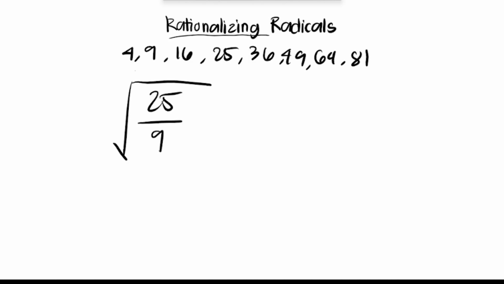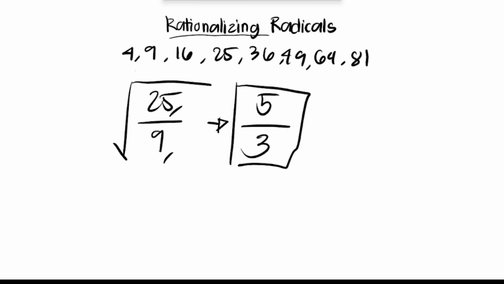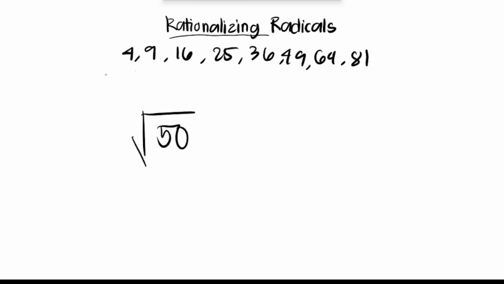Now, the first thing that you must do is determine if our values are perfect squares. Notice that our values, 25 and 9, are perfect squares. Therefore, we can just square root them directly, since 5 times 5 equals 25, and 3 times 3 equals 9.